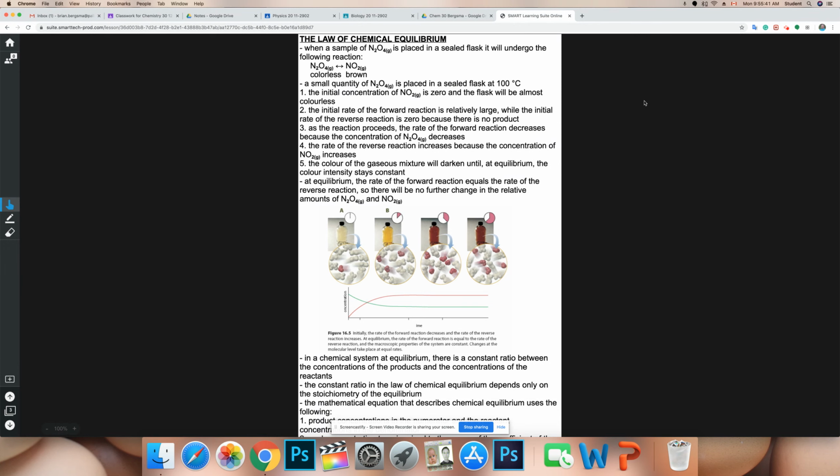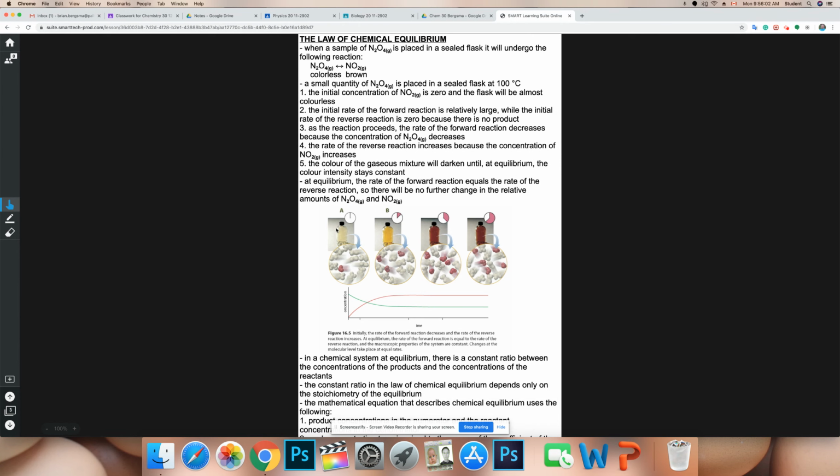Okay, so that's when we know it's at equilibrium: we have a macroscopic property, in this case color, that stays constant. At equilibrium, the rate of the forward reaction is equal to the rate of the reverse reaction, so there is no further change in the relative amounts of N2O4 and NO2.